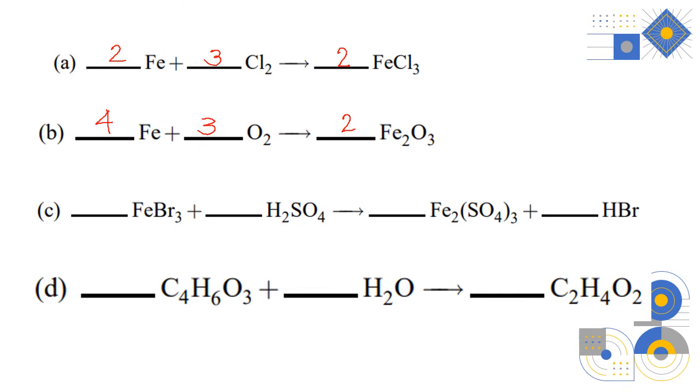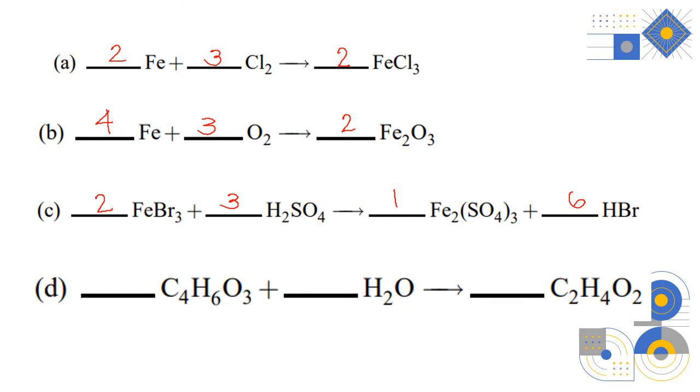On the third one, let's look into it. And then we have 6 hydrogens and we need 6 bromine, and then 2 iron. Is this balanced? Yes, this is already balanced.